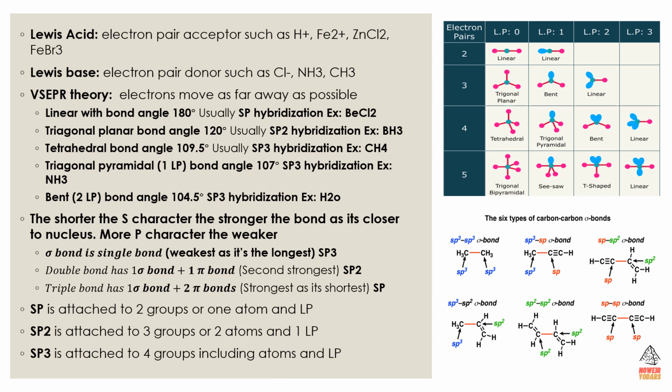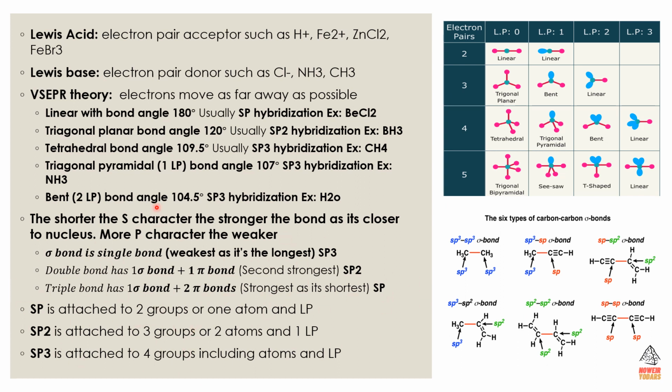So we said, for instance, linear is sp. What does sp mean? An sp means it has one sigma bond and two pi bonds, and it's the strongest. A triple bond is the strongest. So an sp is basically a triple bond, with one sigma bond and two pi bonds, and it's the strongest because it's the shortest. That's when a triple bond happens.